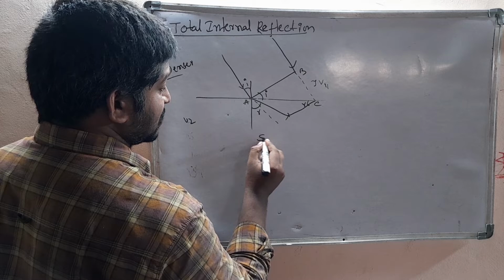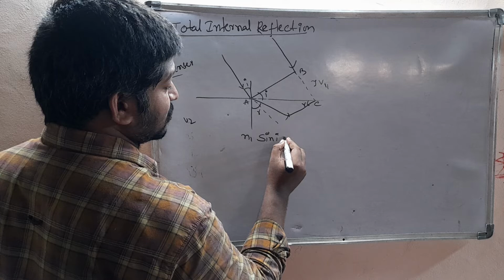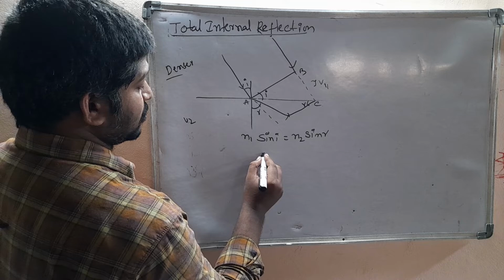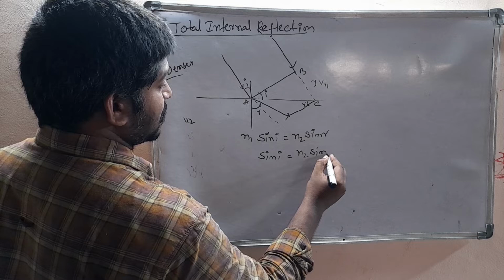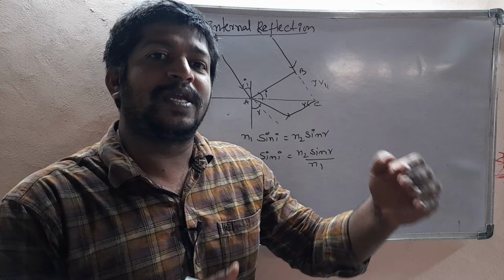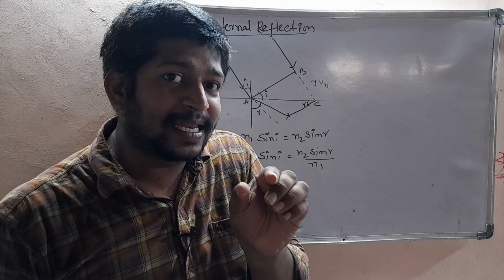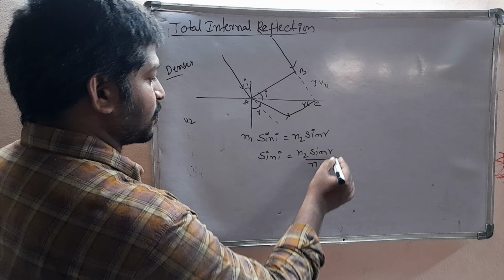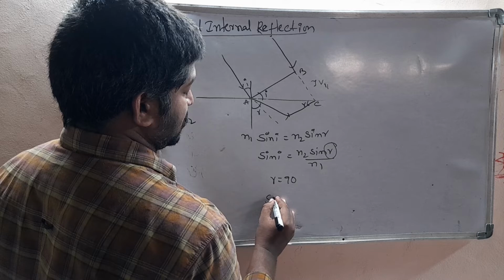From Snell's law, N1 sin I is equal to N2 sin R. So sin I is equal to N2 sin R by N1. Now I want to explain total internal reflection. That means the incident angle should be greater than the critical angle. Sir, what is the critical angle? The incident angle at which the refracting angle is 90. Suppose R is equal to 90. Then sin IC is equal to N2 by N1.